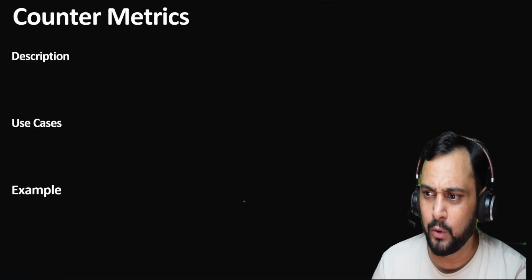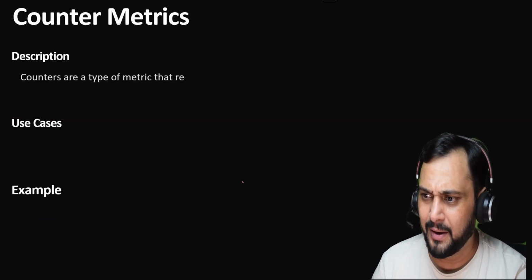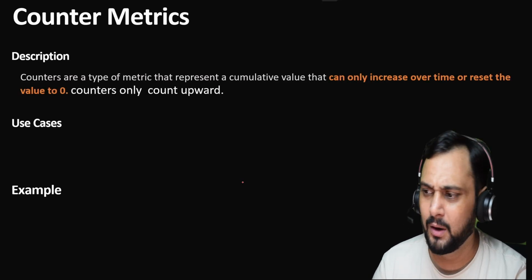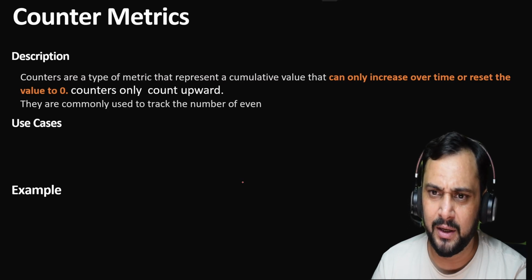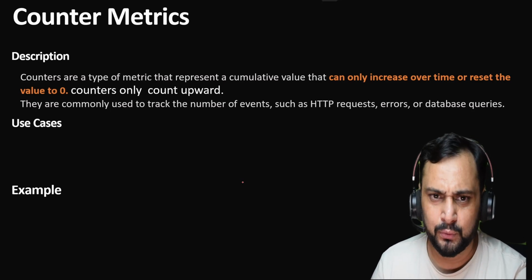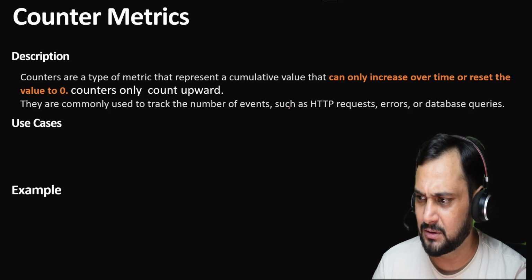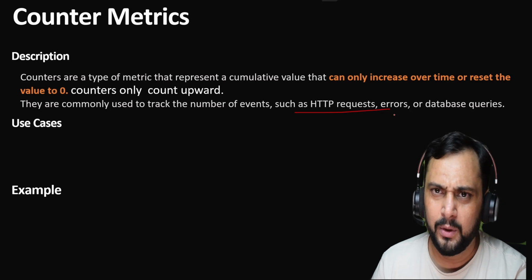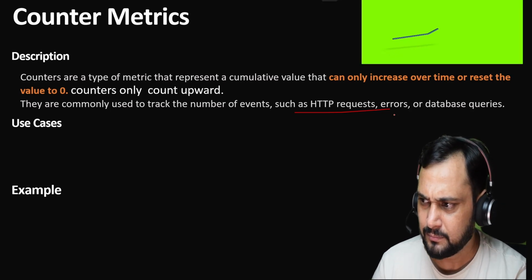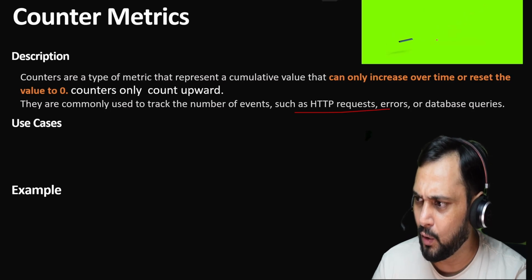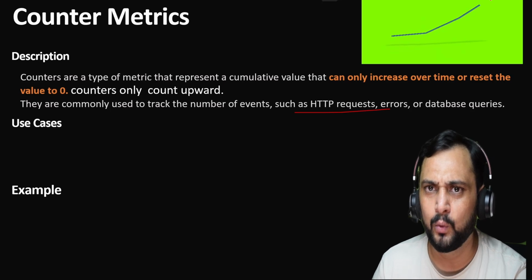So let's talk about counter metrics. What are counter metrics? Counter metrics are the type of metrics that represent a cumulative value. That value can increase over time or restart at zero. A counter only counts upward, it does not go downward. They are usually used to track the number of events such as HTTP requests, errors, database queries. What would be the use cases, to understand better? From the graph you can see here that it is going straight upward. It's not going down.